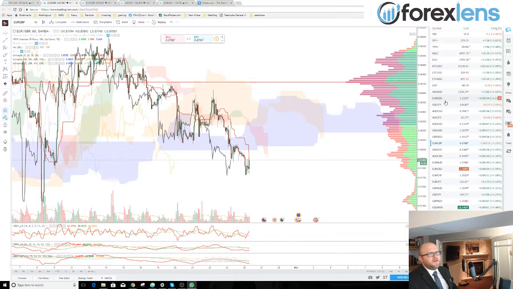Kind of a simple setup there. Again, Ichimoku means the market at a glance. We get a pretty good look and viewpoint of the market using this style of analysis.